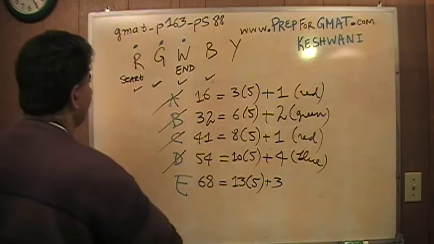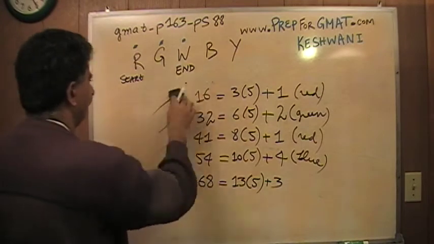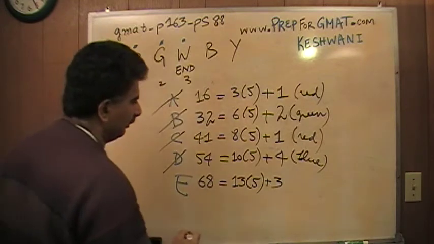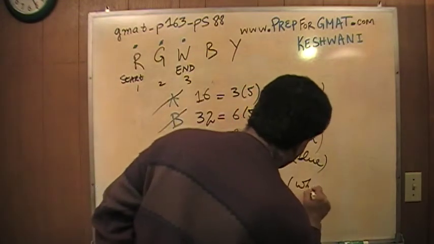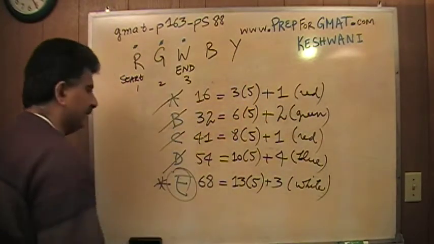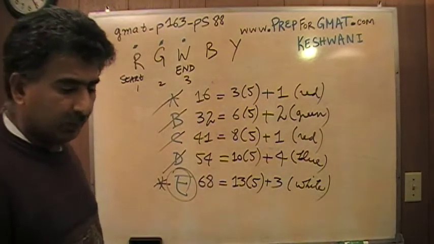3 more to go, let's see where we end up. A 1, a 2, and 3. Hey, what do you know? We'll end up with white. There you go. That's your answer. Easy answer. And that's all it is.